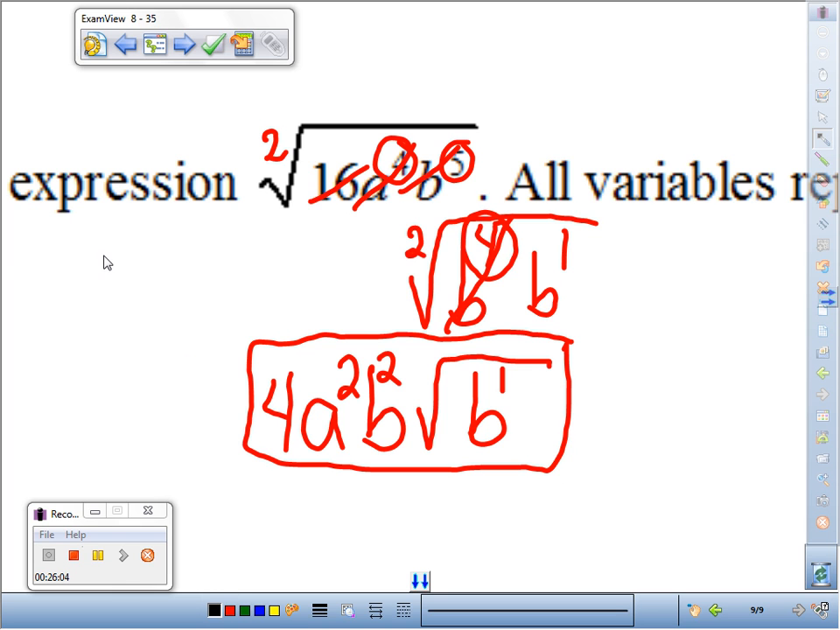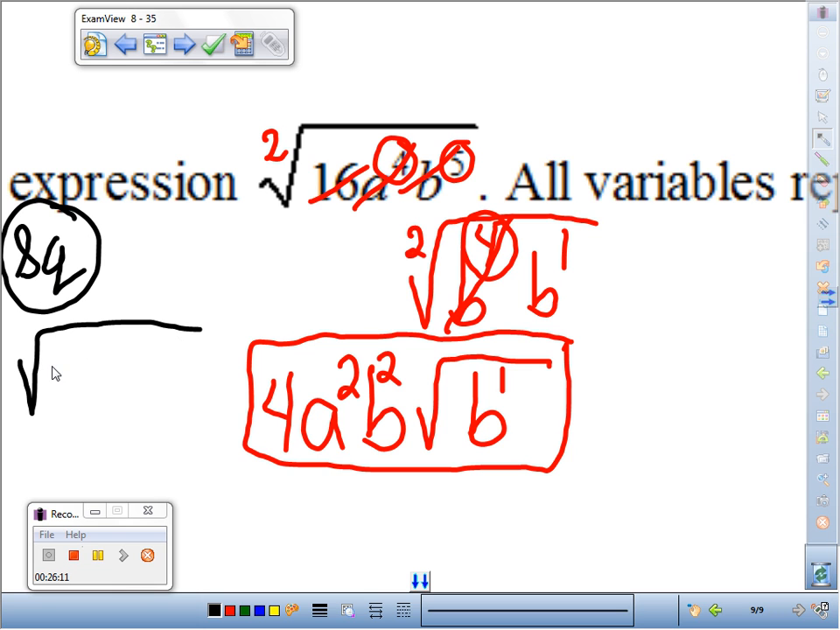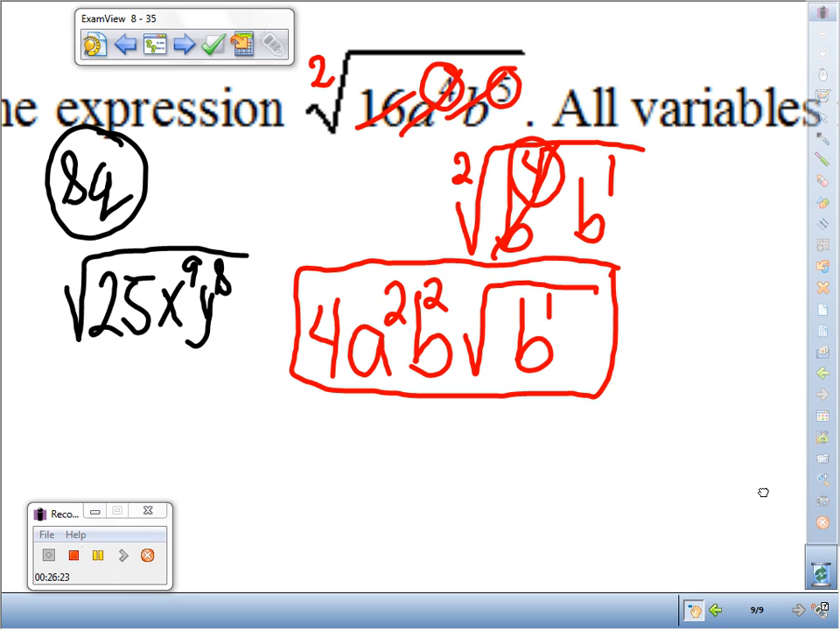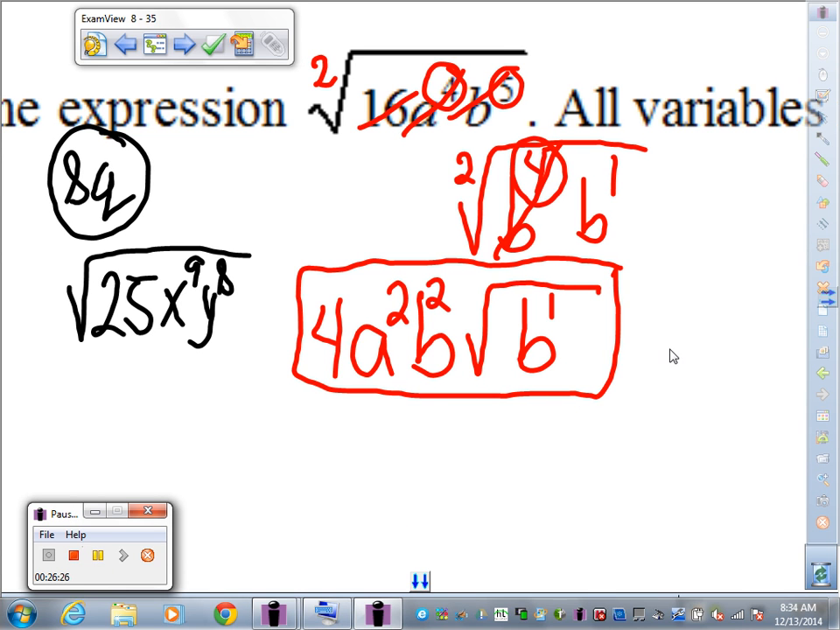Let's do another one, example 8q. Square root 25 x to the 9th y to the 8th. Go. See how you do with that one. Okay, here we go.